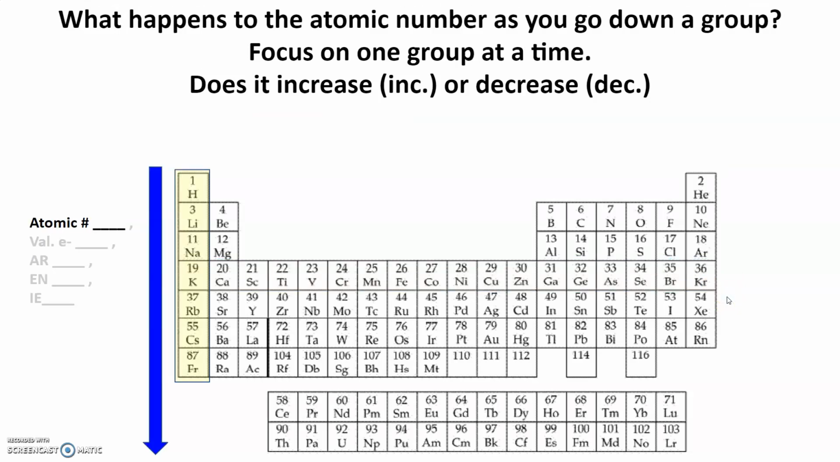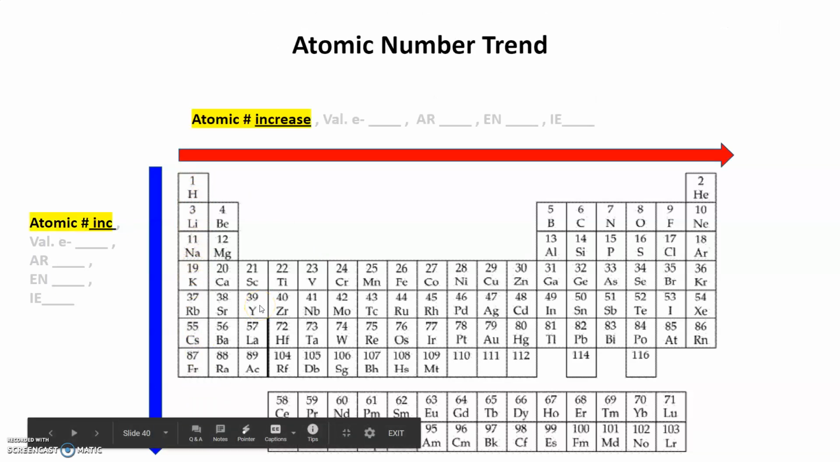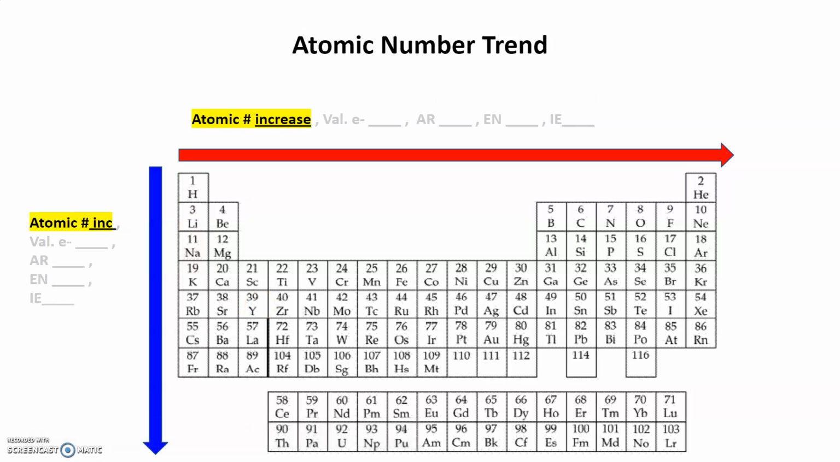What about when we go down a group? What happens to the atomic number? So again, we're going to focus on one group at a time. And this time I'm focusing on group 1. What do you notice is happening to the atomic number as we go down? Great, so in both cases, going across to the right and going down, the atomic number increases. So that would be an example of a periodic trend. We notice that there is a trend in a property as we go across and as we go down.